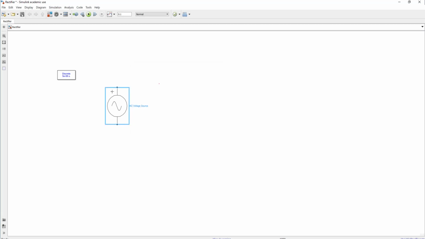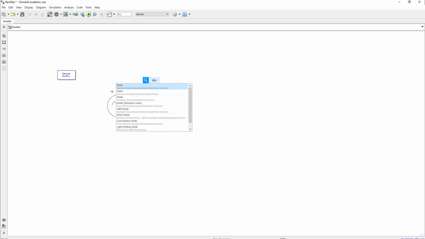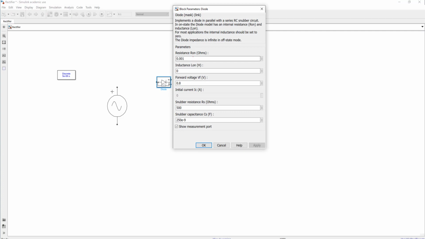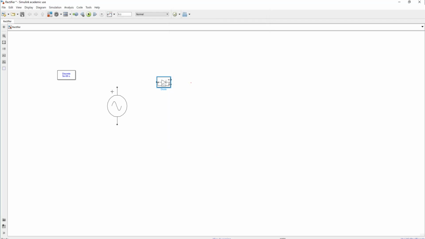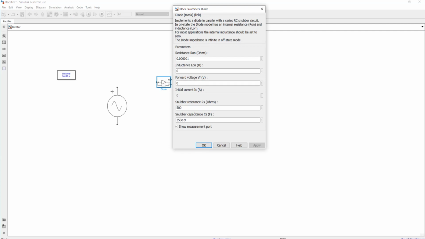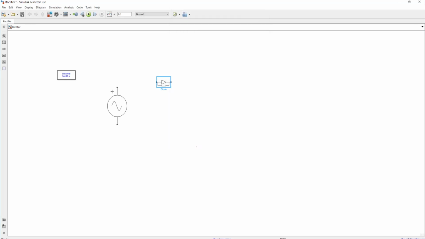And in this AC power supply I want to give a diode. So this is the diode, and for this diode again the input resistance is very low, and forward voltage drop, let us assume that 0 for ideal case. Okay, and snubber resistance is 500 e to power of 9, extremely high. Let us take, and we will not show any measurement port there.